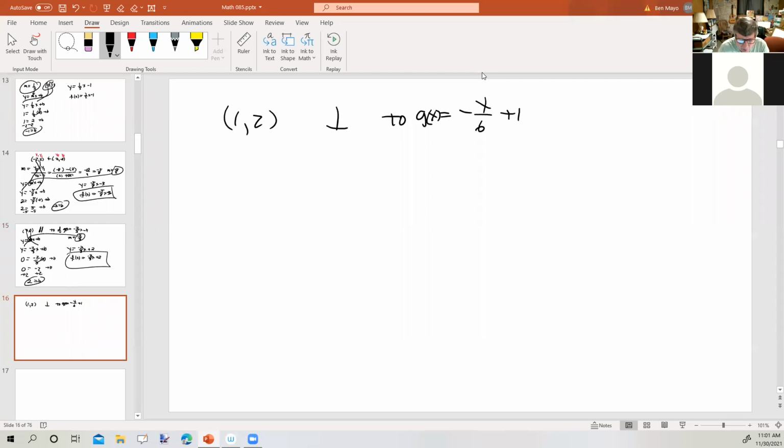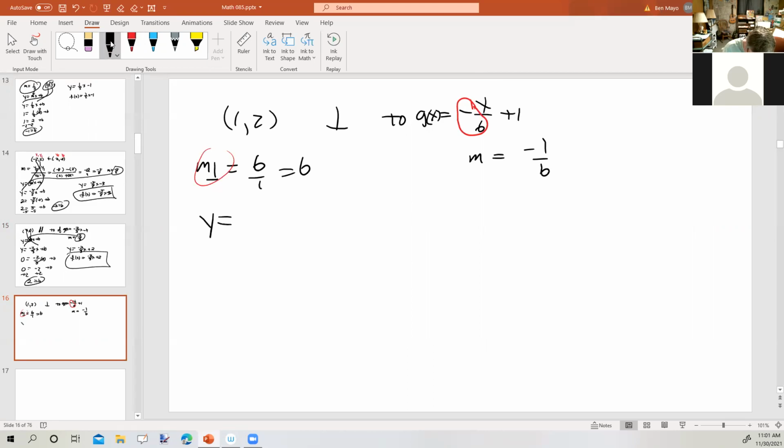Perpendicular lines have slopes that are negative reciprocals. So the slope for g is -1/6. The slope of the line perpendicular would be +6/1, or just 6. Again, parallel lines have the same slope. Perpendicular lines, the slopes are negative reciprocals. So the slope here is -1/6. The slope over here is +6/1, or just 6.